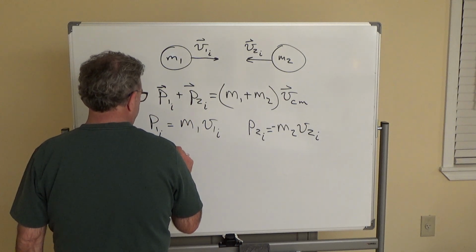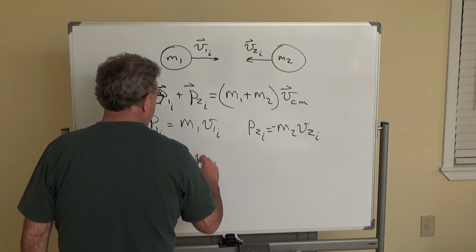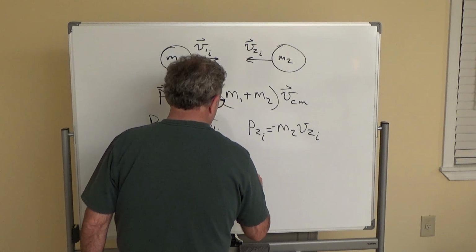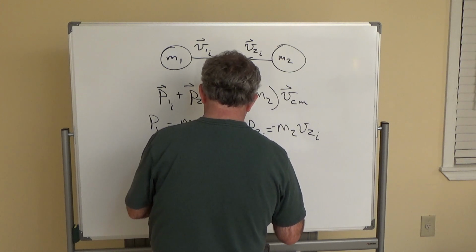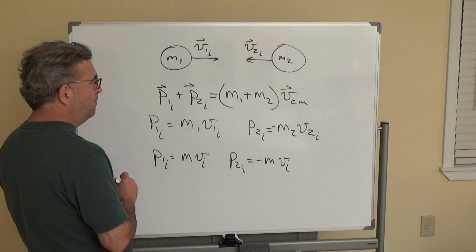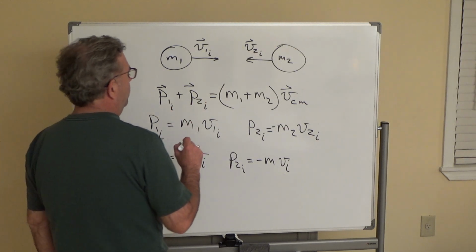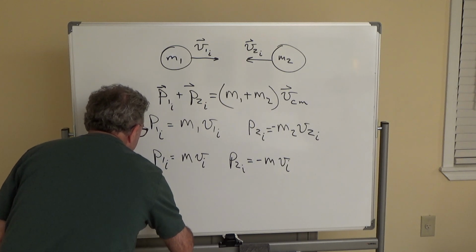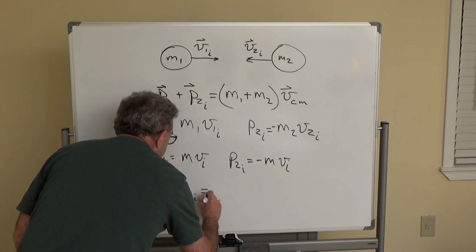So this P1 initial, I'll just call it MV initial, and P2 initial is equal to negative MV initial. Can you see what's going to happen when I add these two momenta together? Then you get that P1 initial plus P2 initial is equal to 0.